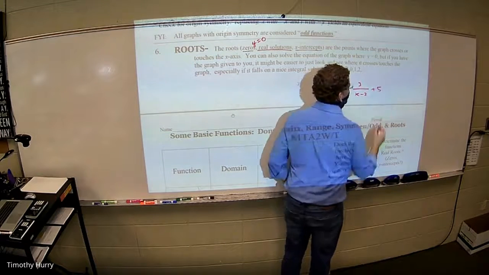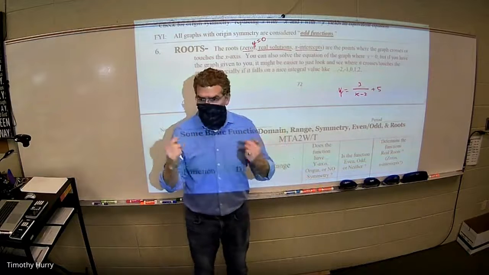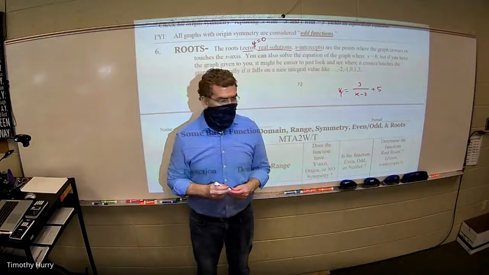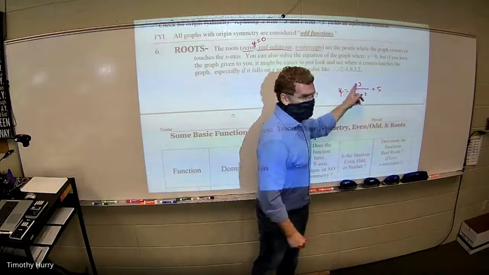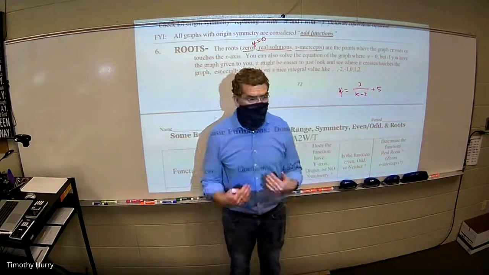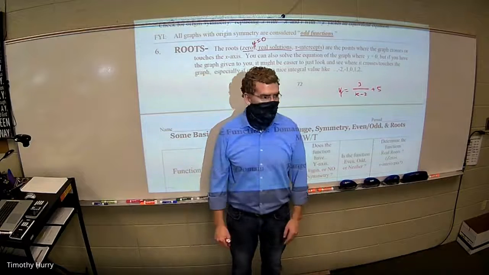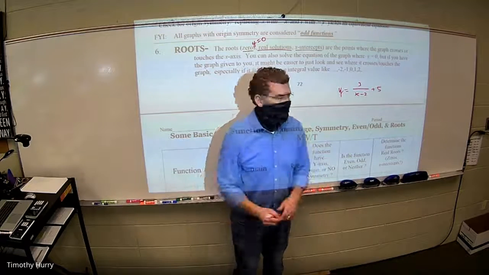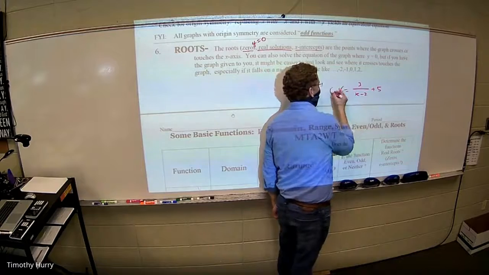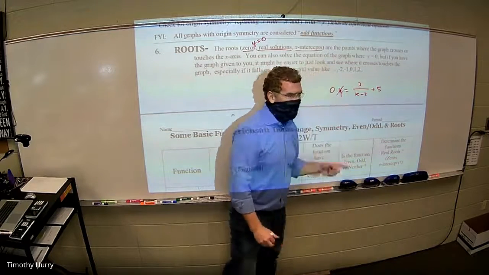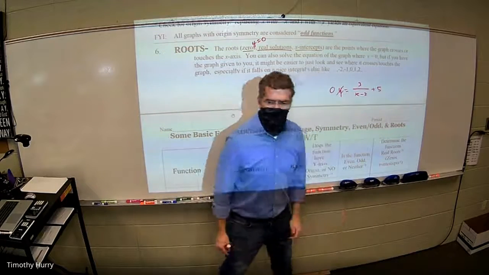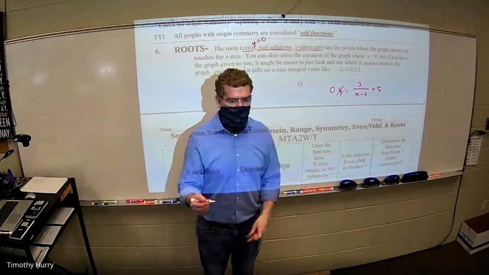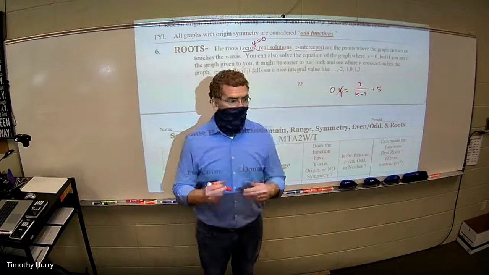Now, there's all kinds of stuff going on in this function, right? It's shifted up 5, it's one of these graphs like this, and it's got a stretch on it. But I probably don't know exactly where it crosses the x-axis. But that's okay, because I can just plug in 0 for y, move the -5 over, cross multiply. You could multiply everything by an x minus 2 if that makes you happy, and use the algebra you already know and solve for that x value. And that would be your root.